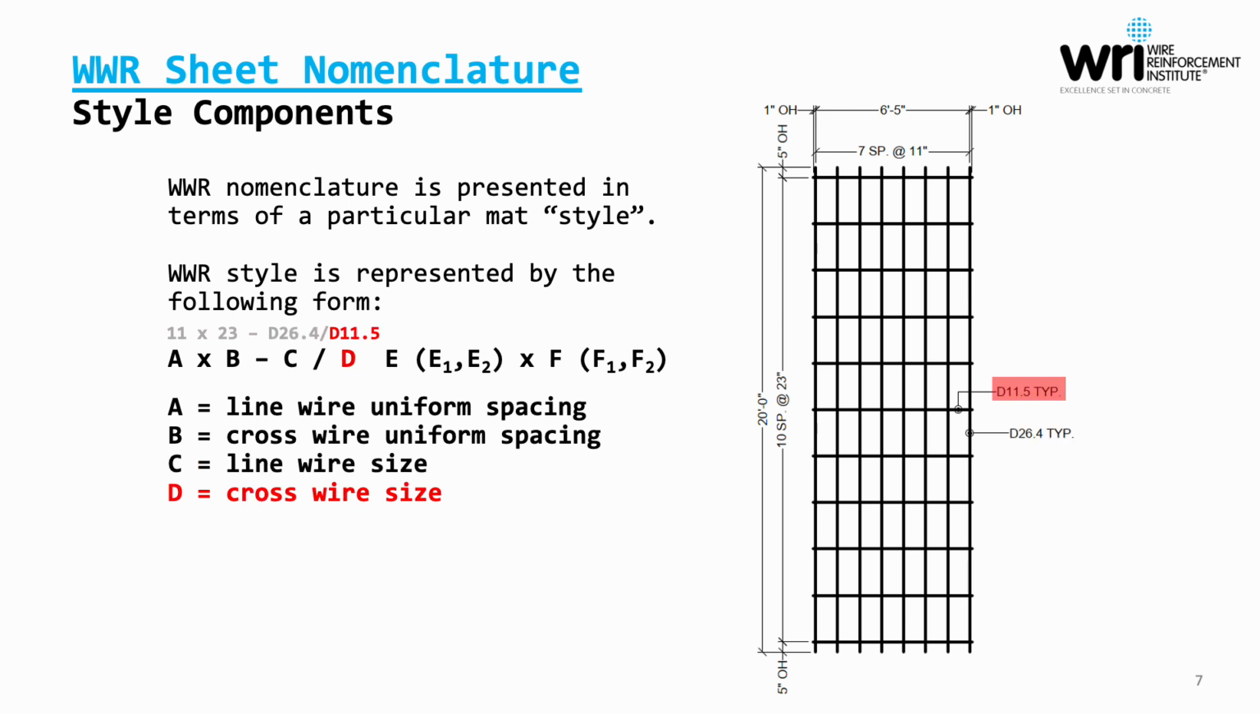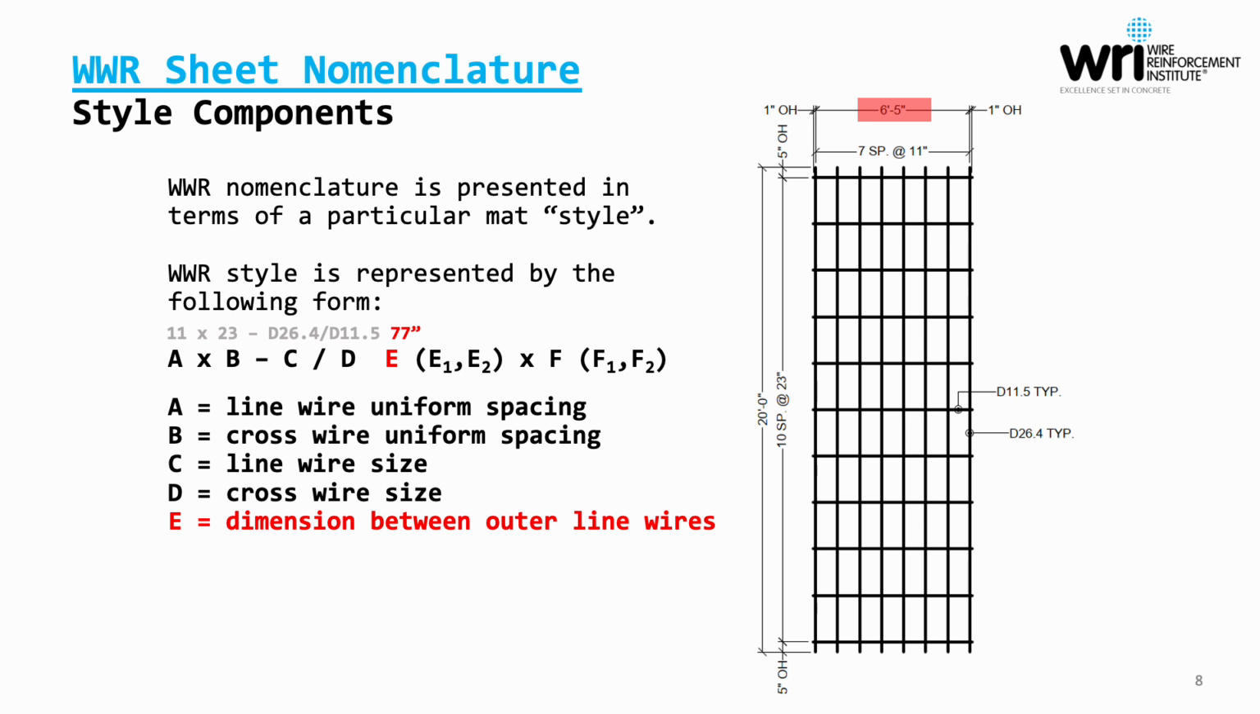Attribute D then, which will be the companion to the previously described attribute B, is the cross wire size. And so we see we have a D11.5 here in the cross wire or transverse direction. So the D attribute here is D11.5.